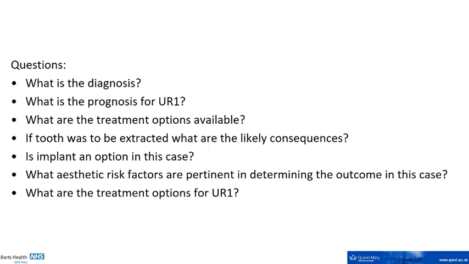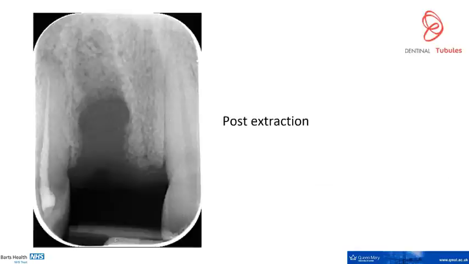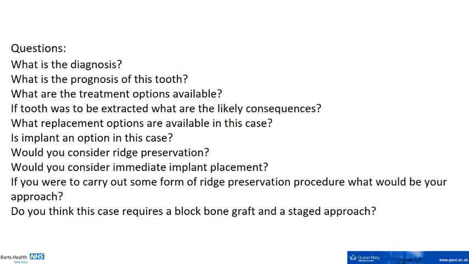In this case, we'll move a step further. The tooth was extracted, and this is the post-extraction radiograph. How would you manage this? If you look at all the options, we've discussed the diagnosis, the prognosis, and the treatment options. We have said if the tooth is extracted, what are the likely consequences? Having seen the post-extraction radiograph, let's look at it again.